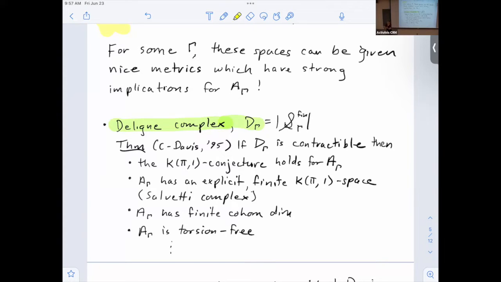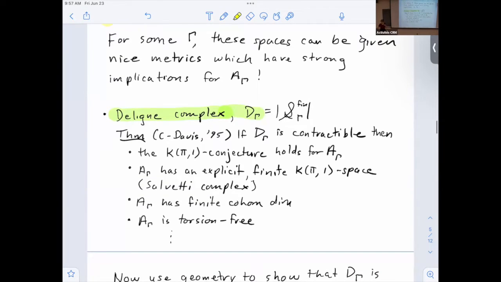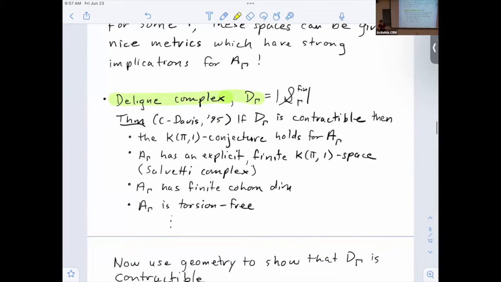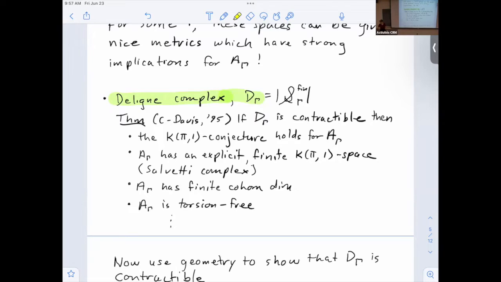Okay, so for the purpose of this talk, if we can show that D gamma is contractible, we get this really nice concrete K-pi-1 space, and using that we can then compute homology groups. We get that A gamma has finite cohomological dimension. If it has finite cohomological dimension, it can't have any torsion. That's one of the open questions. Do these groups have torsion? You can't.